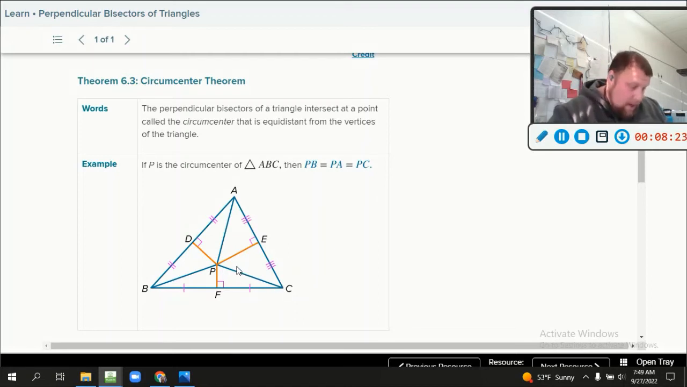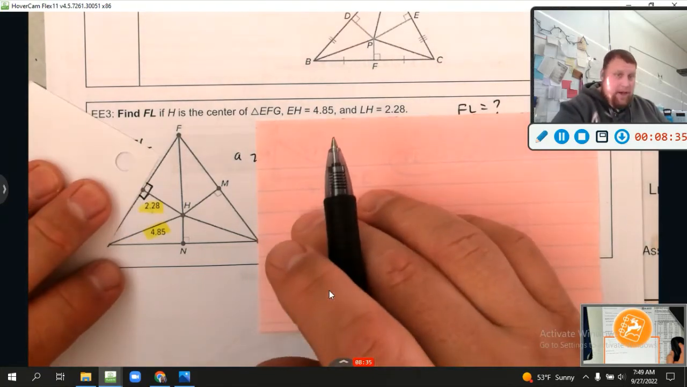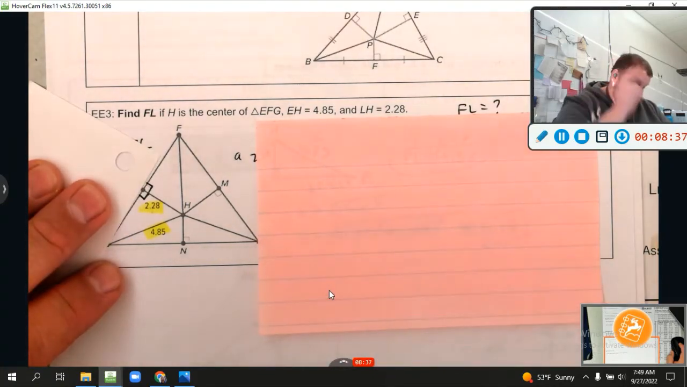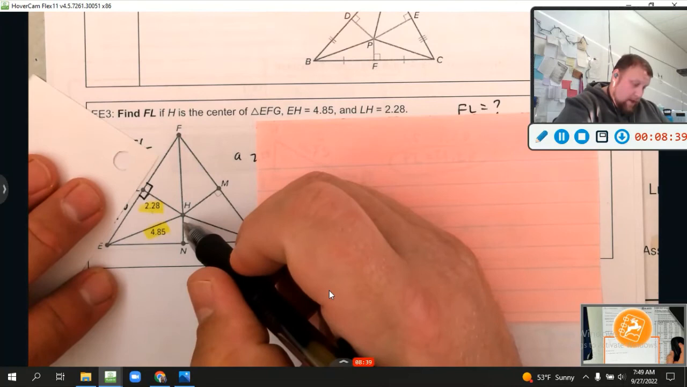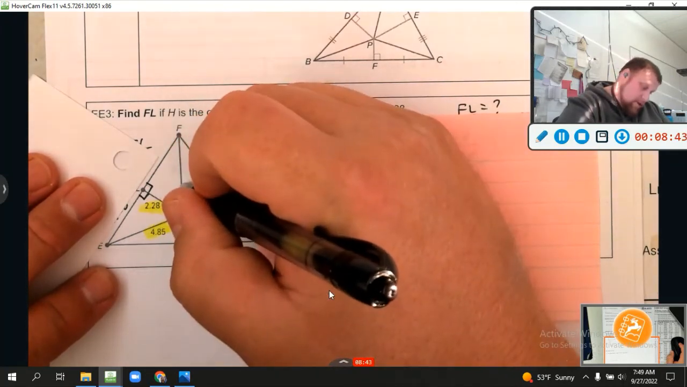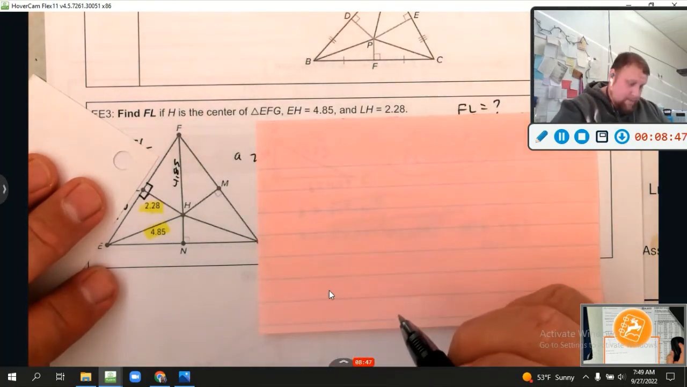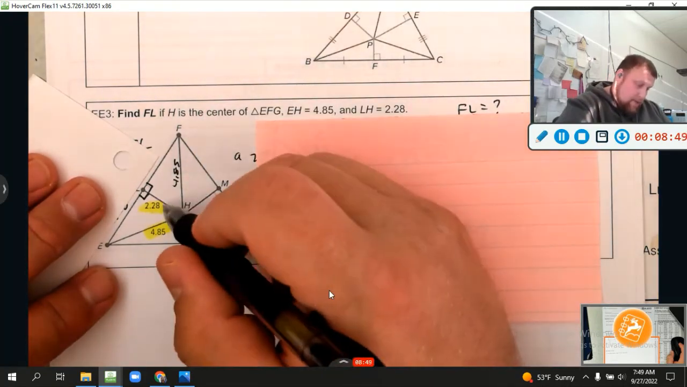Because if that's true, then watch what's about to happen. Are you guys ready? Pause this, by the way, write this all down, and then boom, we're going to look over here. I already accidentally worked this out, so I had to cover it up. But if I know that's true, then I know that HE is equal to HF, right? So HE is equal to HF, which means this is 4.85. Boom. That's important to know. And this is 2.28, because watch what I can do now.